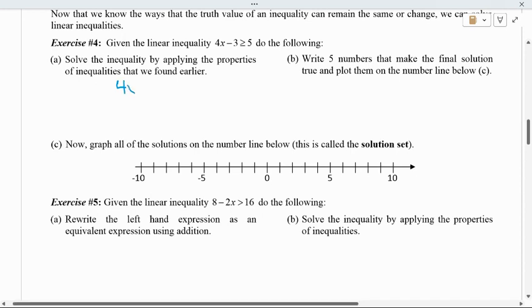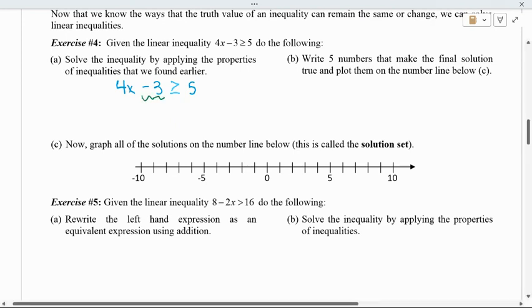So I have 4x minus 3 is greater than or equal to 5. What would you do if you're solving just like you would solve for x? What's the first thing that you're going to do to get x all by itself, Ken? Not yet. We got to get, what do we got to move away?